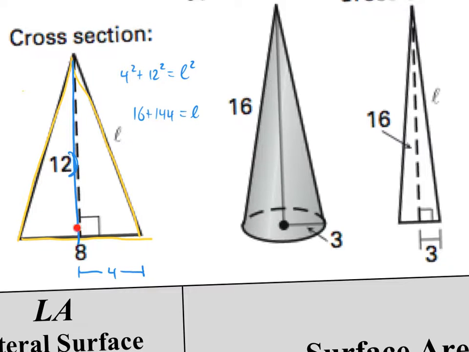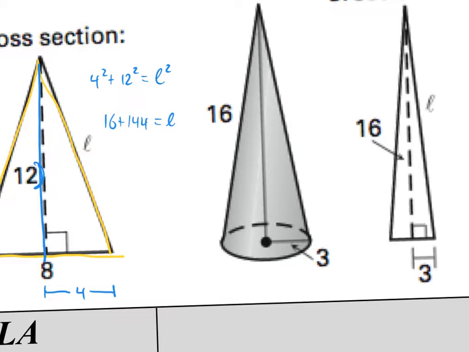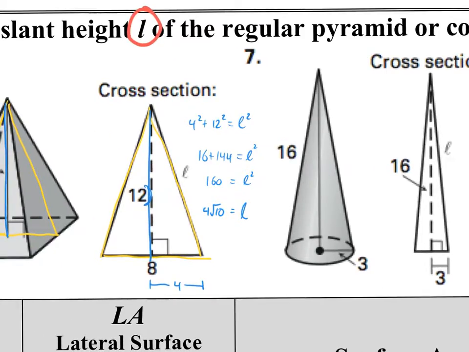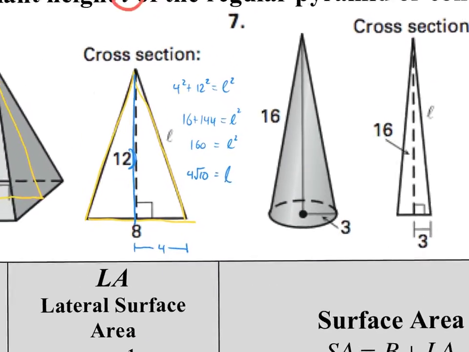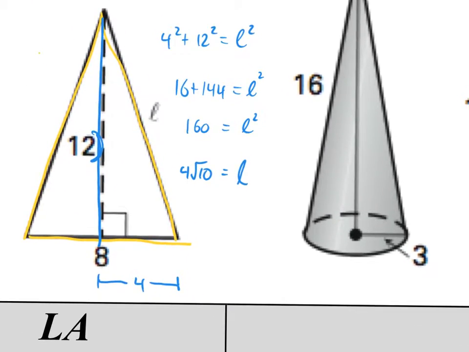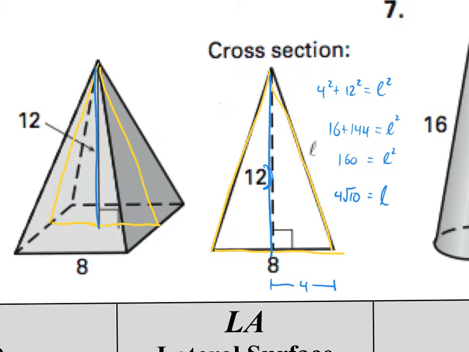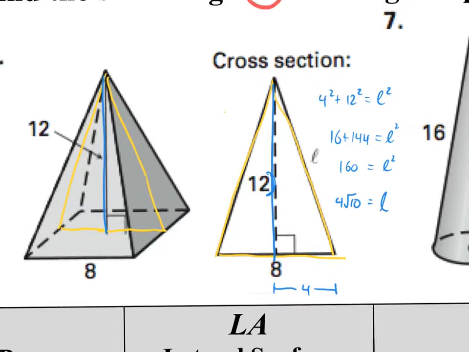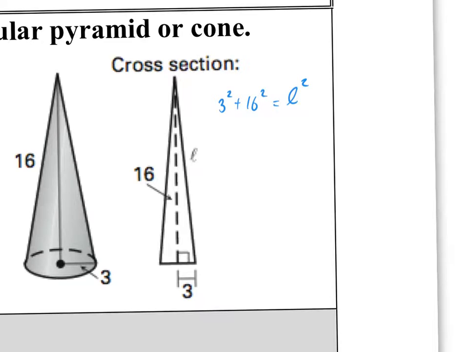So the height of the triangle here is 12. So that's not the hypotenuse. And then continuing on. So the official slant height of this pyramid right here, the answer is the square root of 160. And when you simplify it, you get 4 radical 10. Good. And here's the setup.